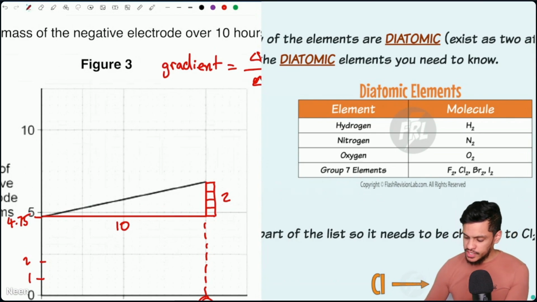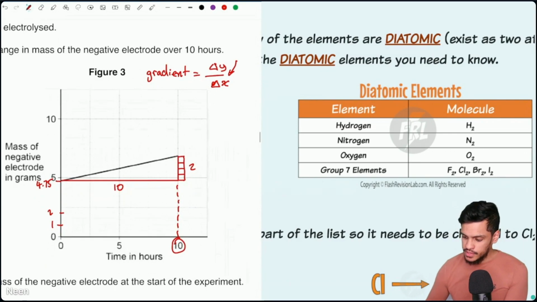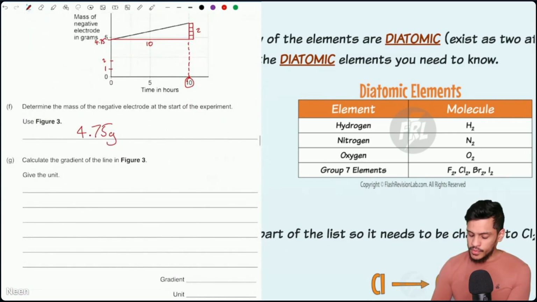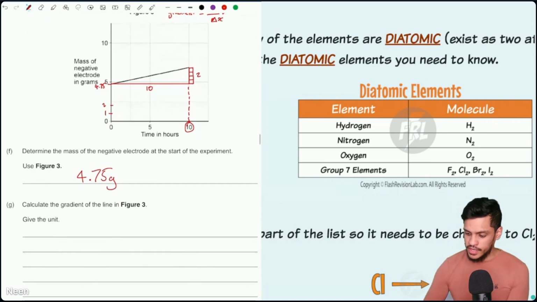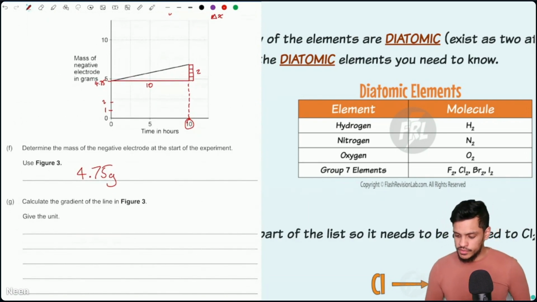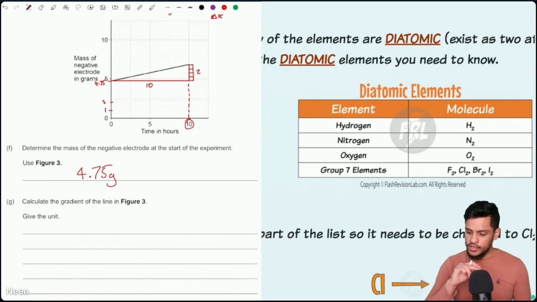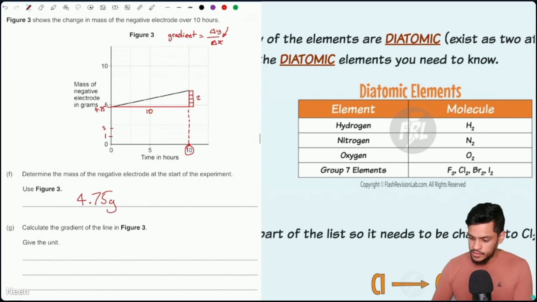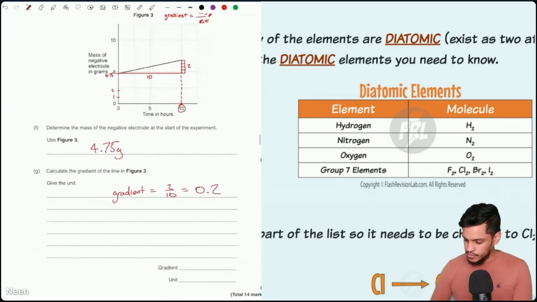So what we want to do is change in y over change in x. When you're doing this in an exam, guys, try and actually draw this triangle because you get method marks for that. So don't just try and do it by eye. Literally get a ruler, draw a horizontal line, draw a vertical line, just to show the examiner that you actually know what you're doing. Even if you make a mistake on the next bit, you'll still get some marks. So gradient is equal to 2 over 10, which gives you 0.2. So the gradient is 0.2.